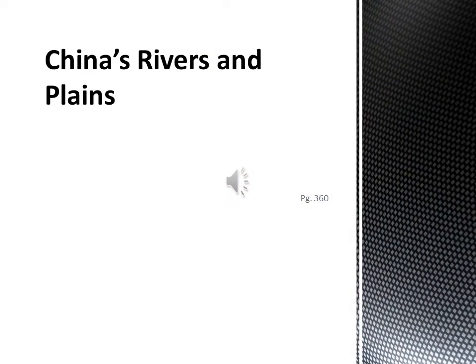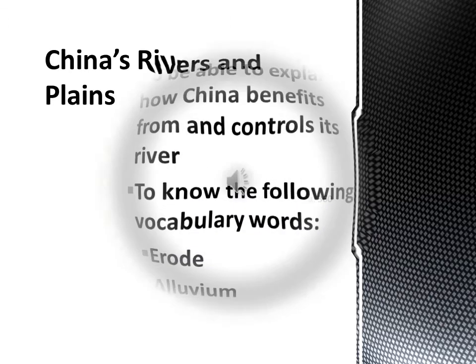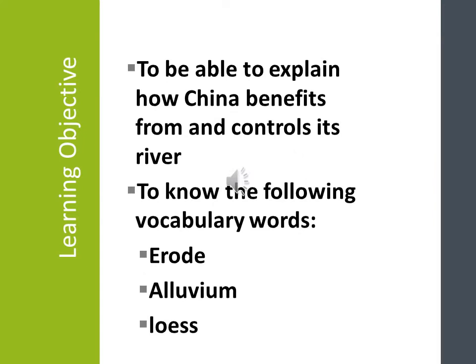So continuing as a recap on what we took previously, in this lesson we're going to talk about China's rivers and plains. From this lesson you should be able to know the benefits of rivers in China and how the Chinese controlled these rivers to get the best of them. You would also be able to know the vocabulary that we have here, which is erode, alluvium, and loess. These are the main vocabulary words that we know through the lesson.